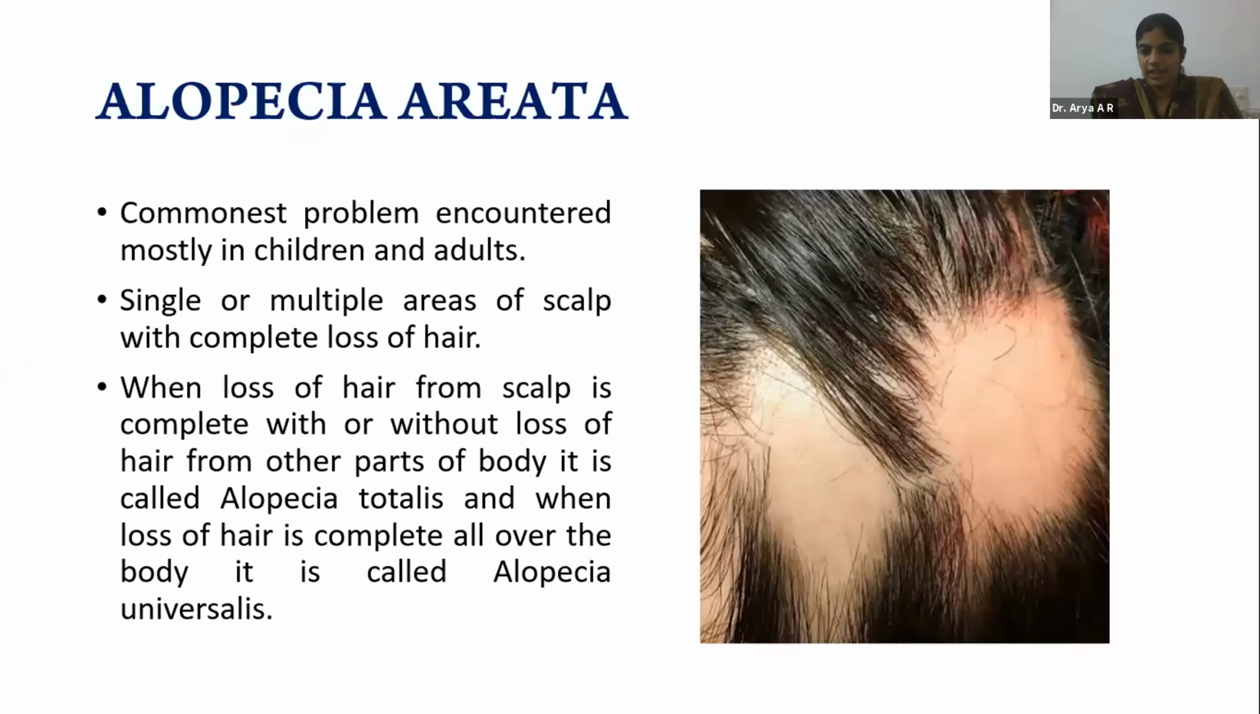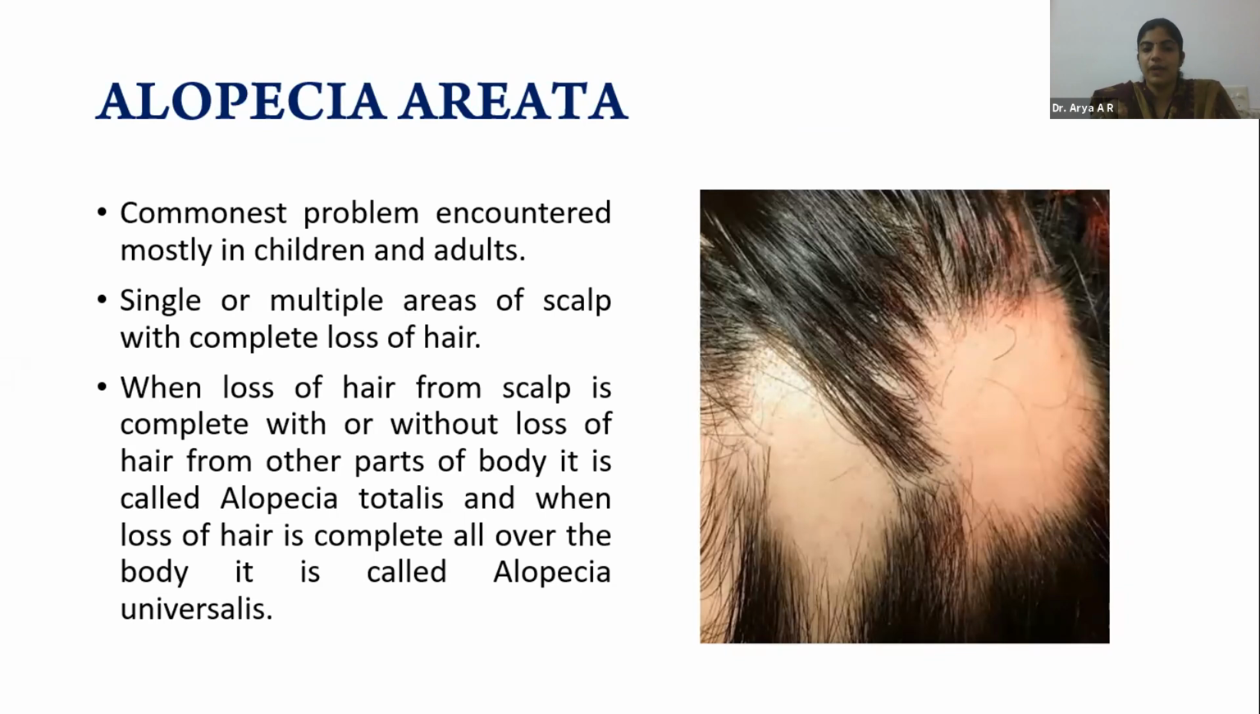Next one is alopecia areata. This is the second, and it is a problem faced by both children and adults. You could see this condition in children and also in adults. You could see patches of hair loss in the scalp, in one or multiple areas where the hair is lost, and patchy scales on the scalp.